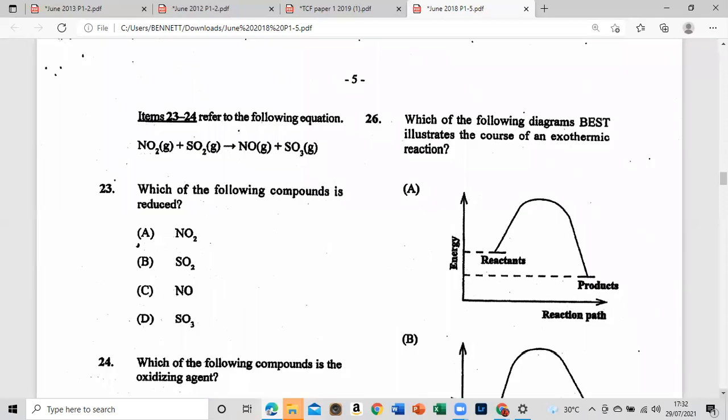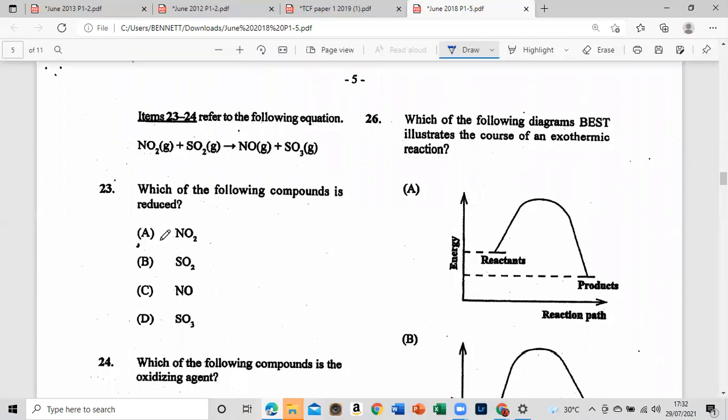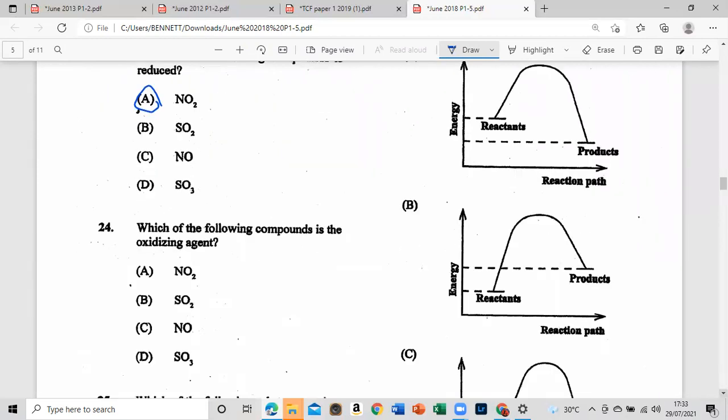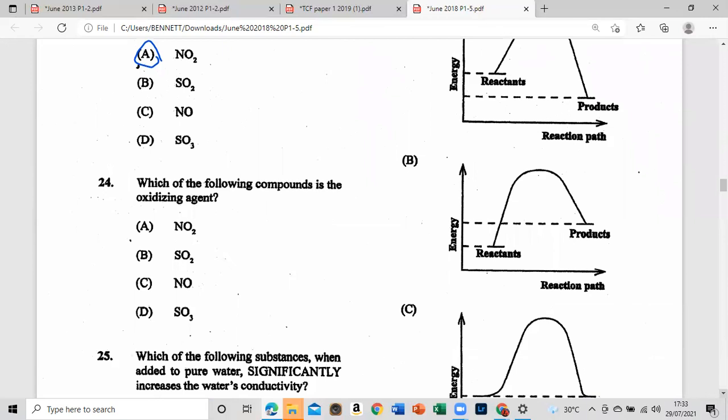All right, so 23 and 24 refer to the following equation: NO2 plus SO2 is equal to NO plus SO3. Which of the following components is produced? And 23 is A, just like from the previous paper, NO. 24, which of the following compounds is an oxidizing agent? And that is NO2.